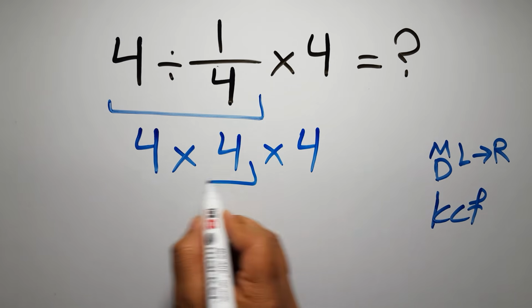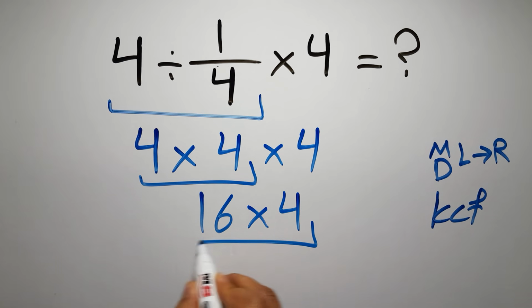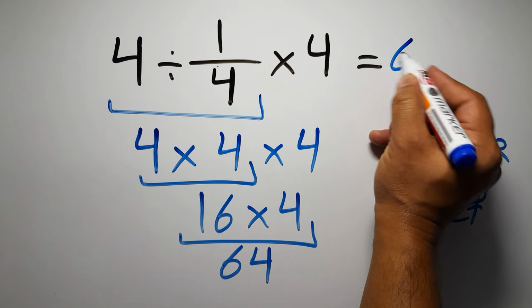4 times 4 gives us 16, and 16 times 4 equals 64. And this is our final answer to this problem. The correct answer is 64.